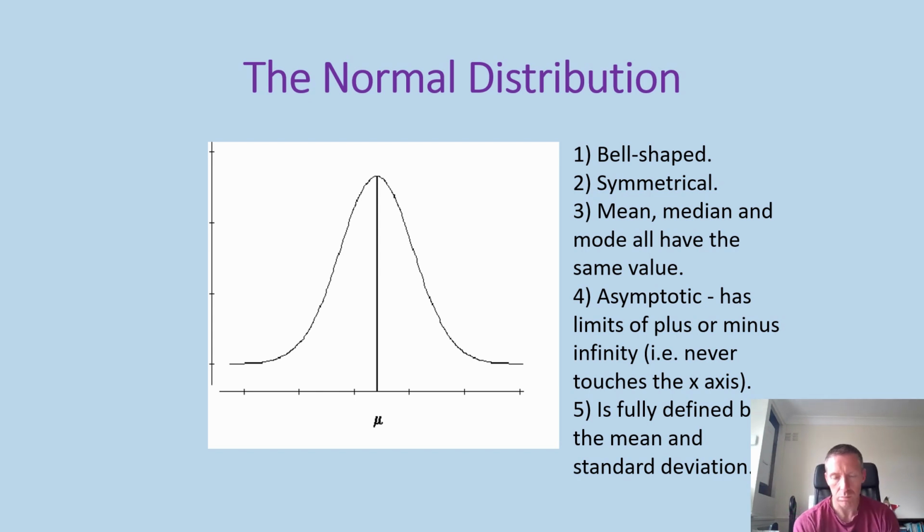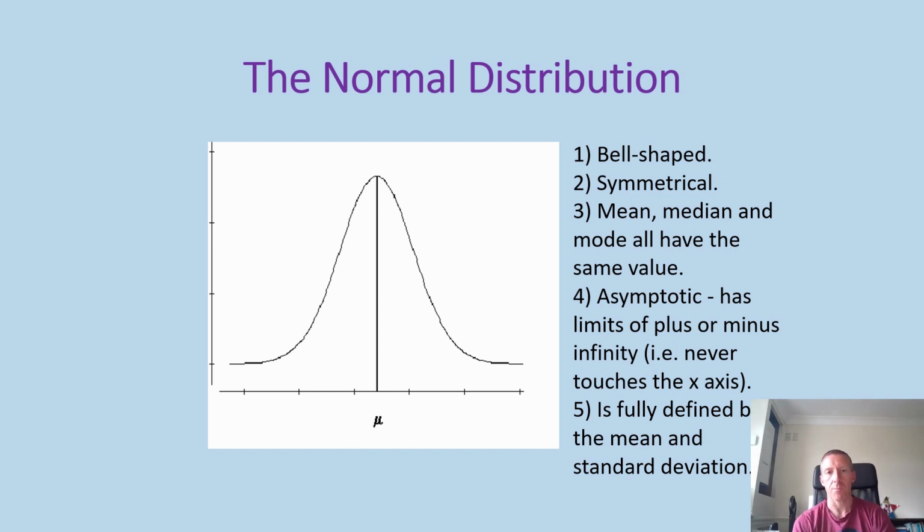It's symmetrical about the mean. The mean, median, and mode have the same value. We saw that earlier in a symmetrical distribution. It's asymptotic, which means if you look at the tails as they head off in different directions, they never touch zero on the horizontal x-axis. They become asymptotic to the x-axis and go off towards negative and positive infinity without actually reaching zero.